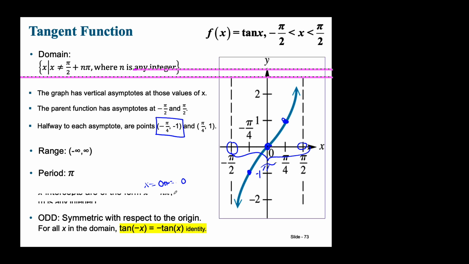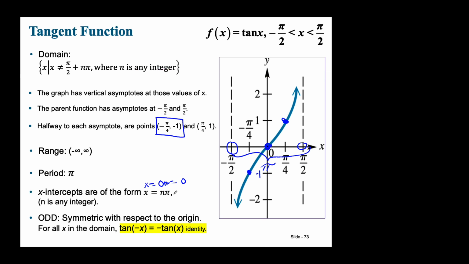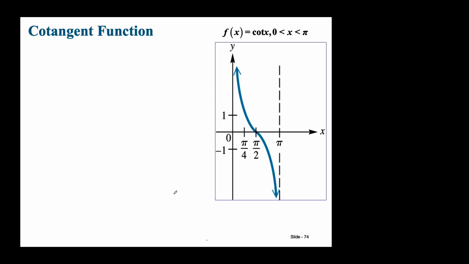Tangent is an odd function. That means it is symmetric with respect to the origin. And that, as an identity, is for all x in the domain, tangent inputting a negative x will be the same thing as negative tangent inputting the positive corresponding x. All right, so that's a little glimpse and some characteristics about tangent.